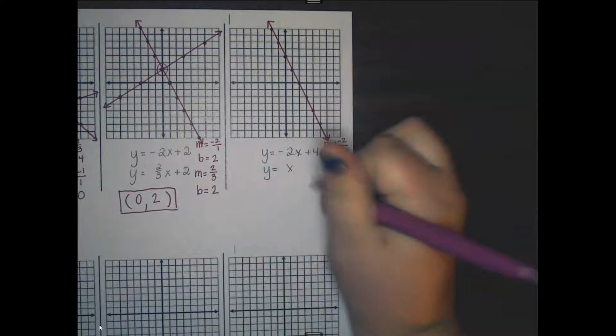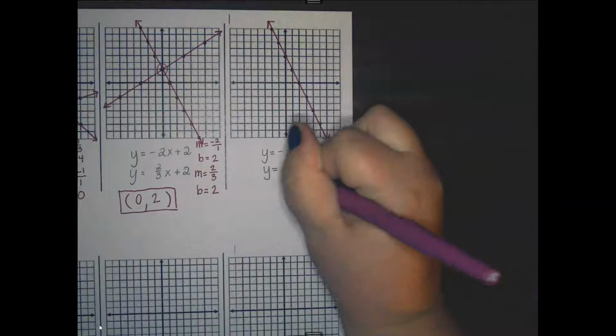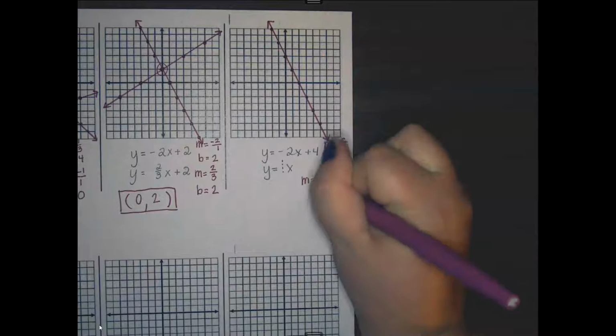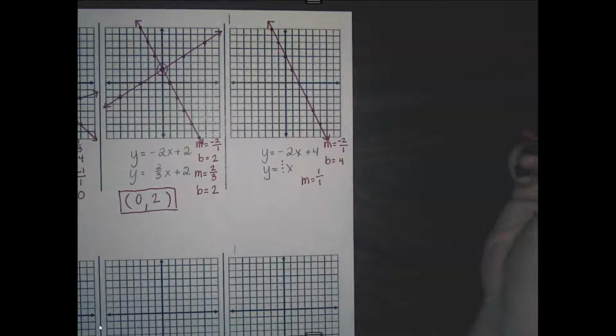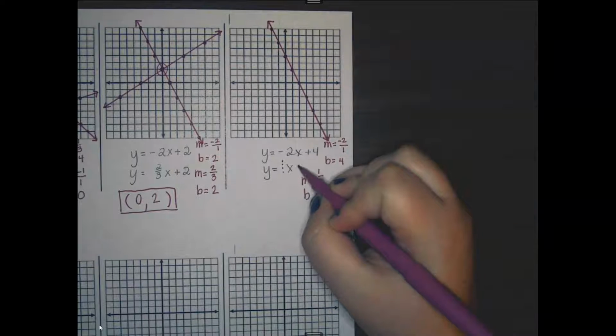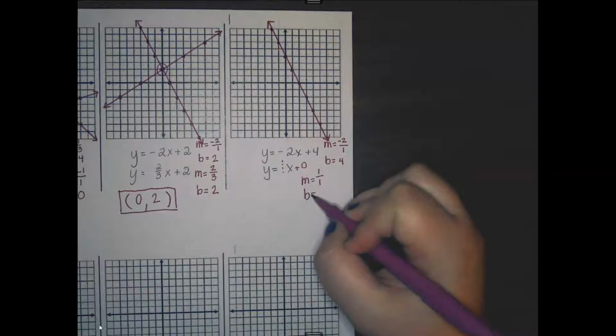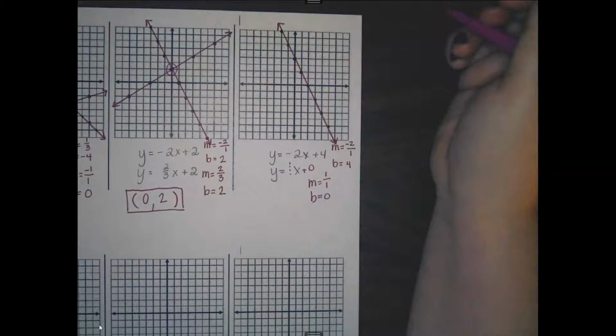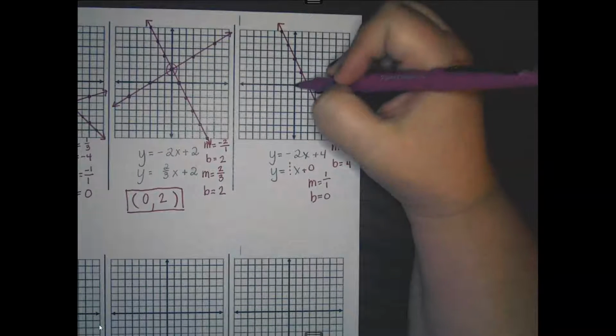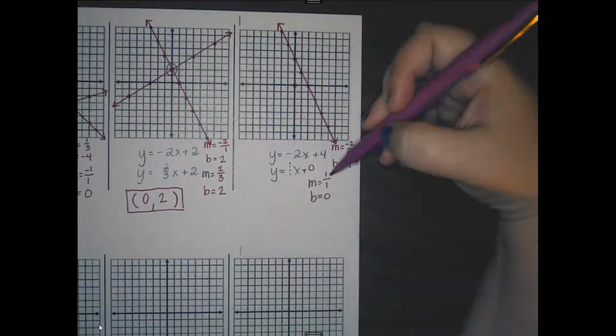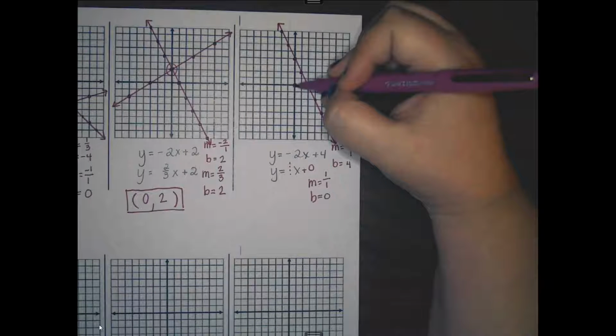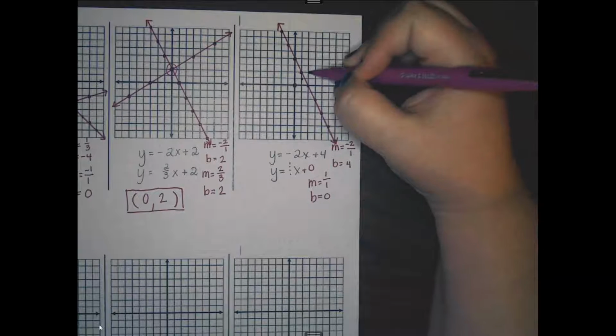All right, my next one, my slope, there's an imaginary 1 there. It's 1 over 1. My y-intercept, remember, I can add a plus 0. I'm going to start at 0. My movement is up 1 and to the right 1. Up 1, right 1.